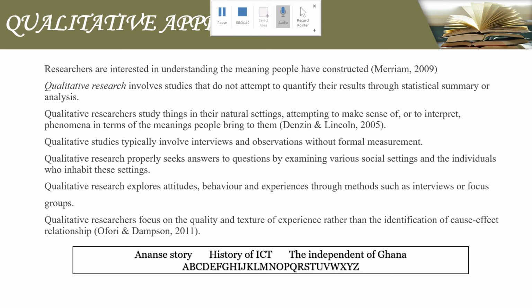Qualitative researchers focus on the quality and texture of experience rather than the identification of cause and effect relationship as it happens in the quantitative approach. However, qualitative deals with text, deals with exploring the meaning that people give or try to make out of things in the society, and it also studies participants in their natural setting without influencing their mood.